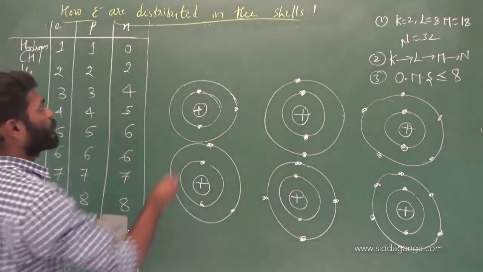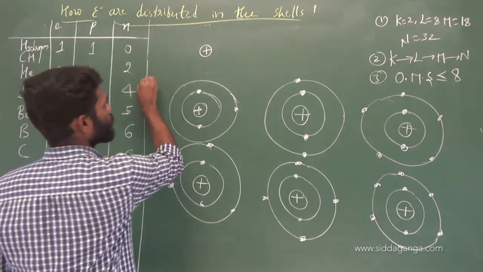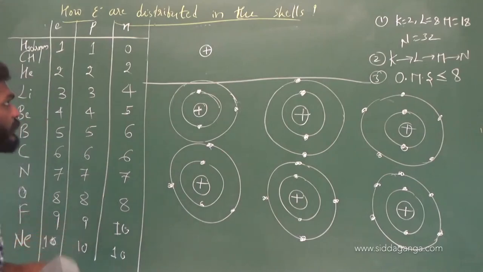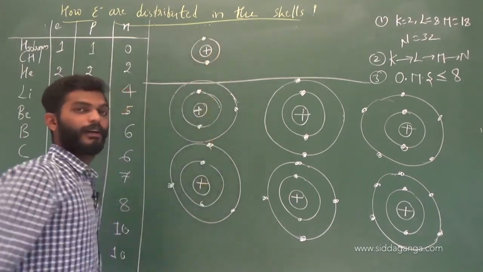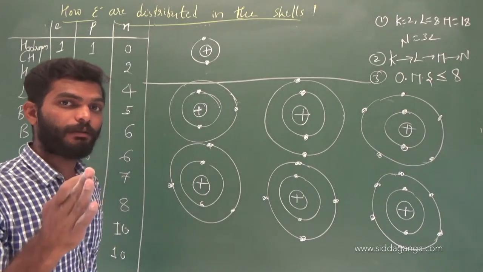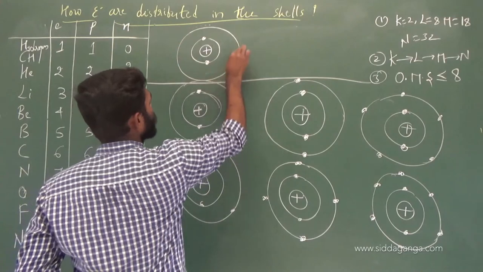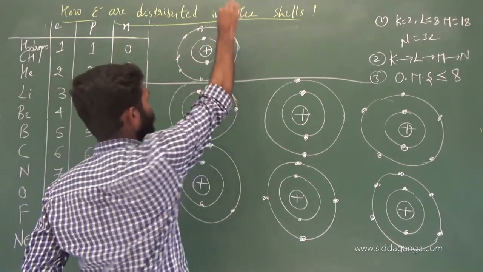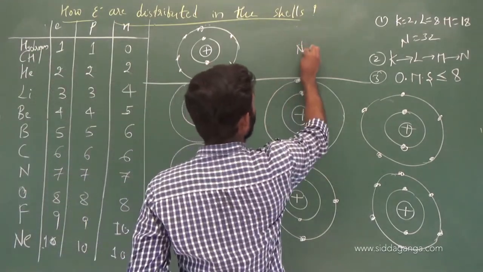Fluorine, next to neon. So the nucleus for fluorine has 9 electrons, therefore 2 in the first shell. It remained with 7, therefore 7 in the second. So 1, 2, 3, 4, 5, 6, 7. This is for fluorine. Now we have neon.